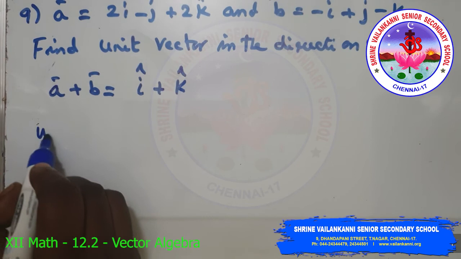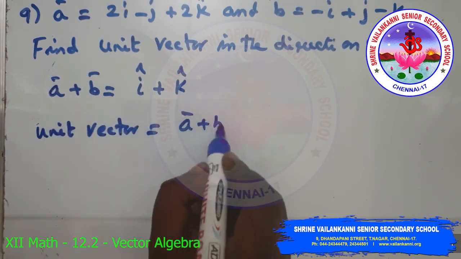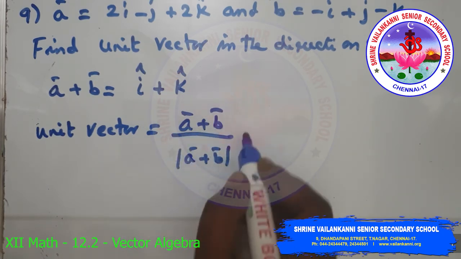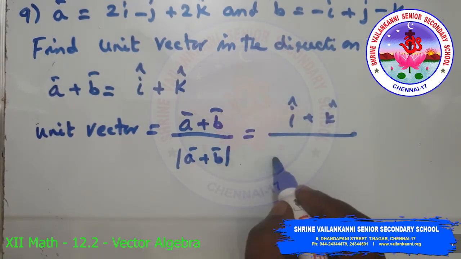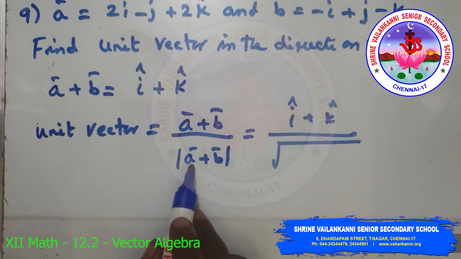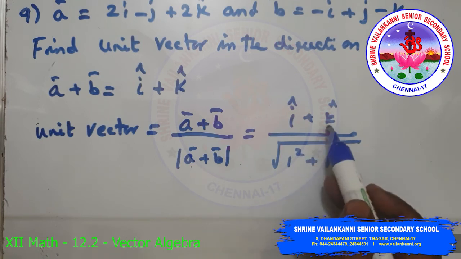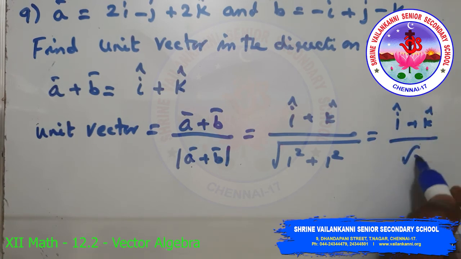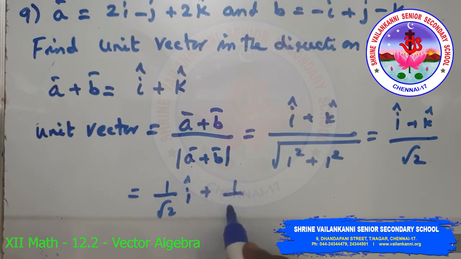Then we have to find the unit vector in the direction of a plus b, which is a plus b whole by magnitude of a plus b, which is equal to the vector i plus k whole by square root of, finding the magnitude of a plus b, square root of 1 square plus 1 square. Here j is 0, which is equal to i plus k whole by root 2, which is equal to 1 by root 2 of i plus 1 by root 2 of k.